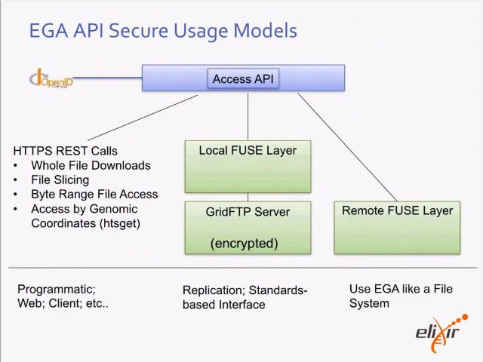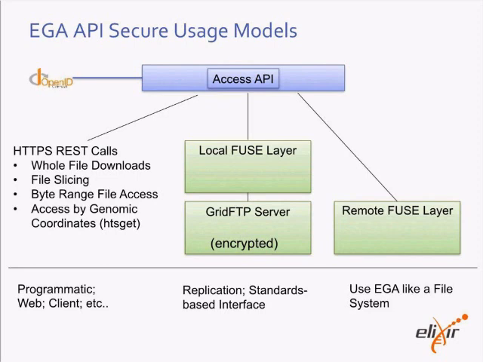The API itself then provides various ways to access the data. First of all, it is an HTTPS REST API. You can use REST calls to download whole files. You can specify byte ranges of files to be downloaded. Or you can now also specify genomic coordinates from specific types of files, from BAM and CRAM files specifically.